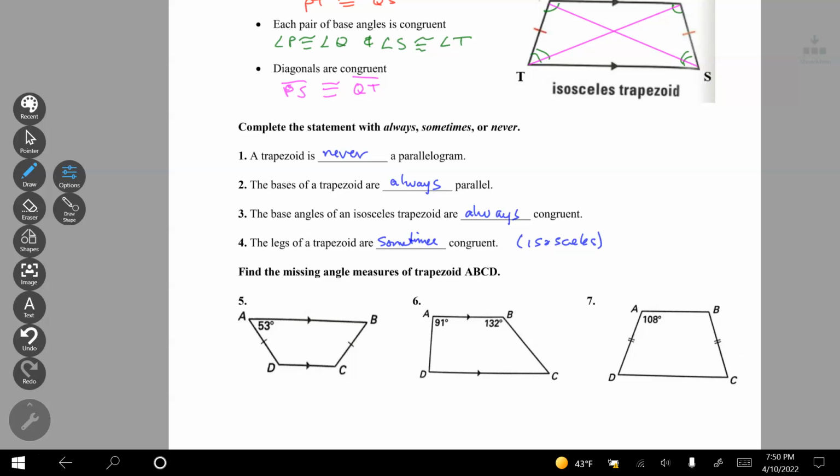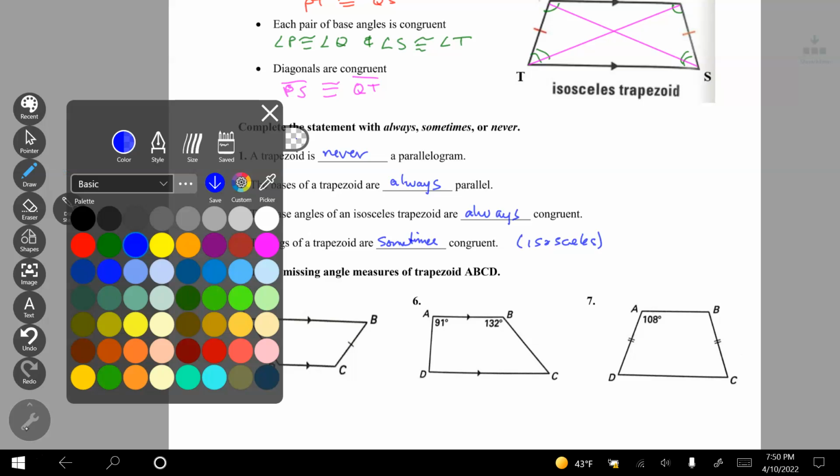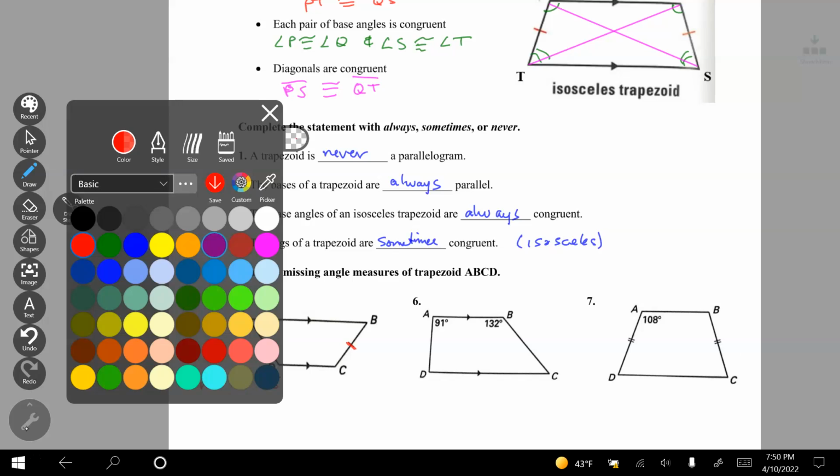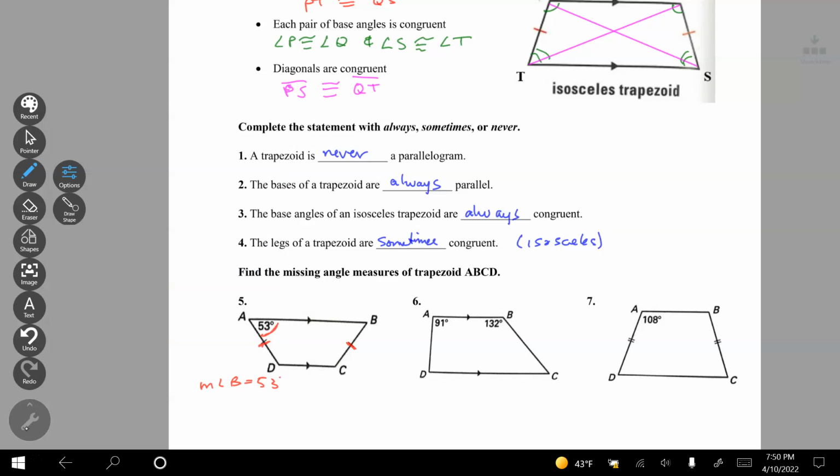So let's take what we know about parallel sides and trapezoids and figure this out. So let's figure out the other angles. Well, if this is 53 degrees, and since it's an isosceles, the measure of angle B also has to be 53 degrees. And then angle A and angle D have to add up to 180. So the measure of angle D is 127 because that adds up to 180 with 53, which is also equal to the measure of angle C.